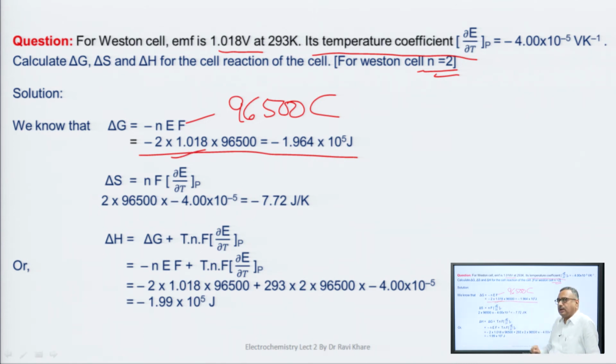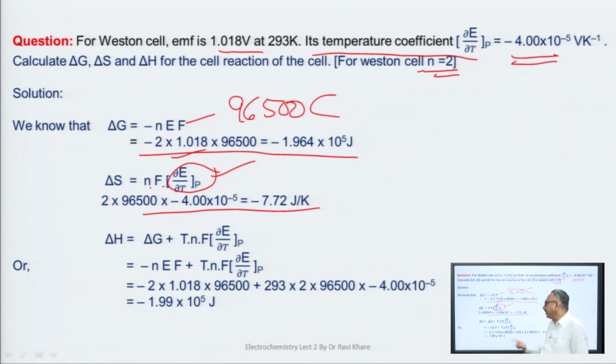Now, delta S is nF multiplied by del E upon del T at constant pressure. This is the temperature coefficient. Here n is equal to 2, F is equal to 96500, and this value is given. Putting these values in this equation, you will get minus 7.72 joule per K. This is the desired answer.